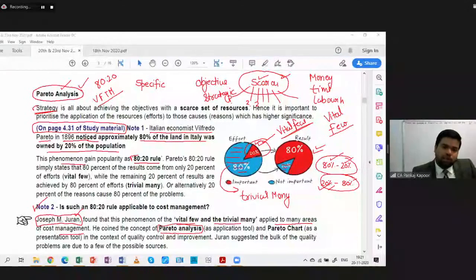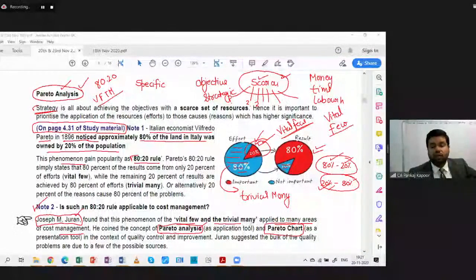Pareto analysis. Pareto analysis is nothing but identifying the 20%. And the Pareto chart. The Pareto chart is nothing but a graphical presentation of the Pareto analysis. It is a graphical presentation. Which facts are important? Which facts are not important? Which reasons are important and which reasons are not important?